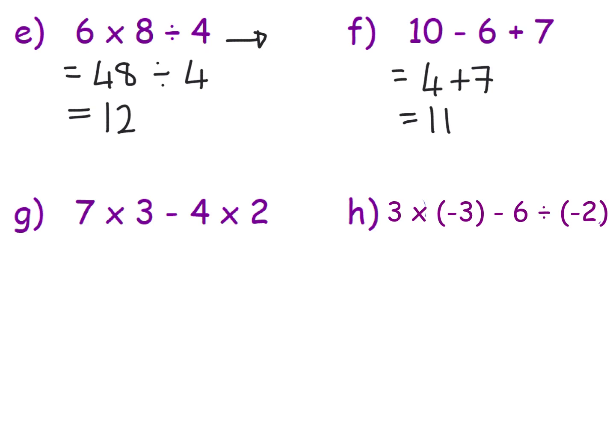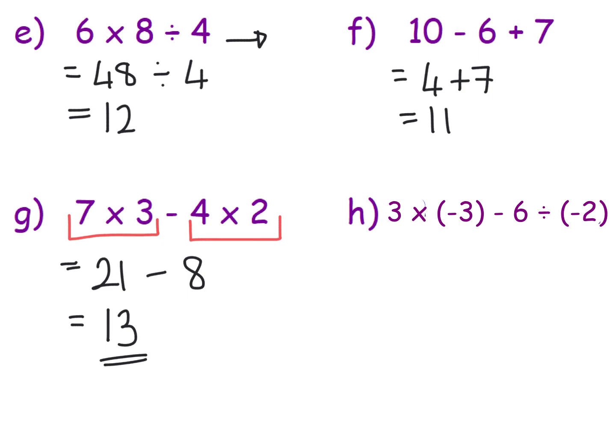Okay, we are stepping it up a notch now. We're going to have a wee bit more going on. We have multiplications and a subtraction here. So what we're essentially doing is we are doing two different sums. We're going to do this multiplication, we're going to do this multiplication, and then we're going to get those two answers and subtract them. So 7 times 3 is 21, 4 times 2 is 8, so we're really left with 21 take away 8, which is an answer of 13. This question is similar.